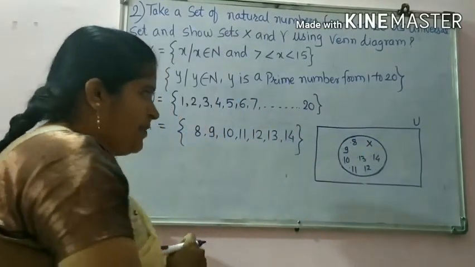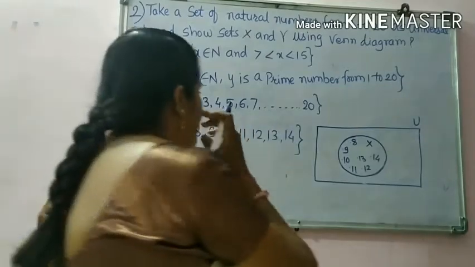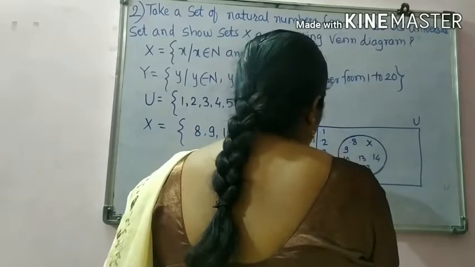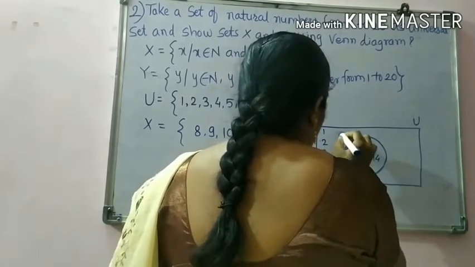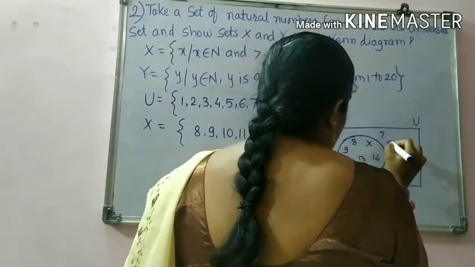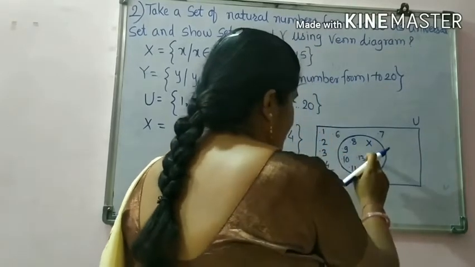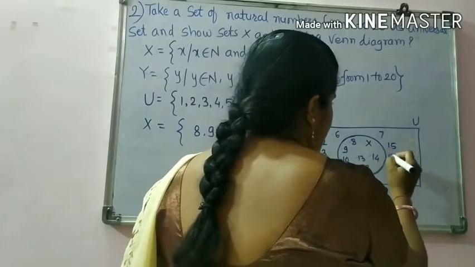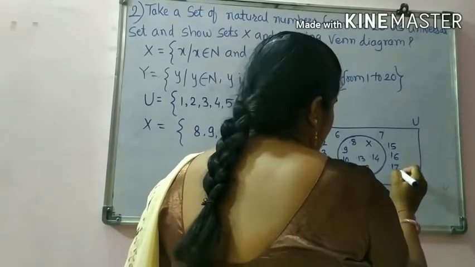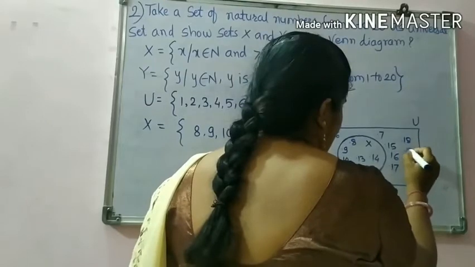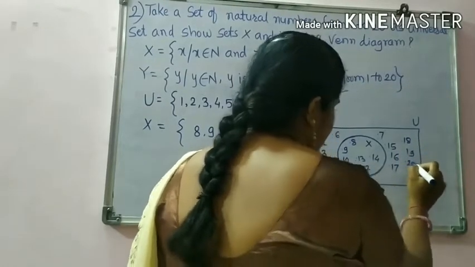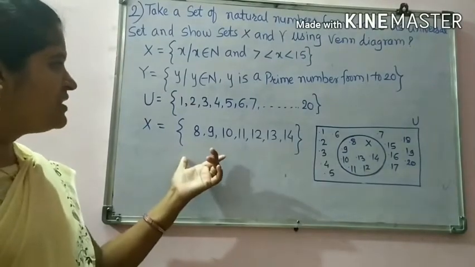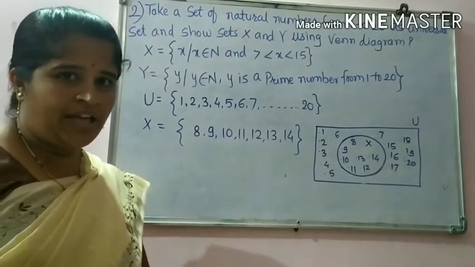Now the remaining elements from the universal set, 1, 2, 3, 4, 5, 6, 7, and 8 to 14 are here. So 15, 16, 17, 18, 19 and 20. In this way we shall denote the given sets using Venn diagrams.